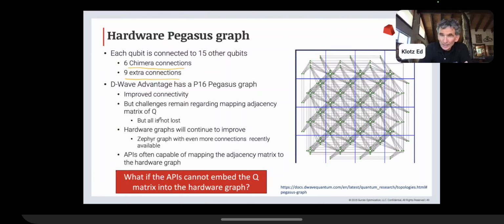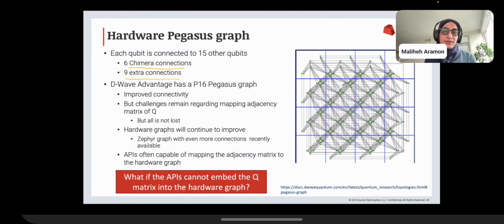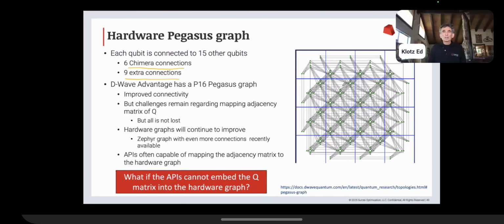Right. So the only way it directly maps is if the logical graph with your Q matrix is actually a subgraph of whatever hardware graph you're working with, correct? That's true. Yeah. That's the only case you won't have to do some embedding. But if it's close, either directly or after you do some of those decompositions, the chain length is going to be much less than if it's totally different.